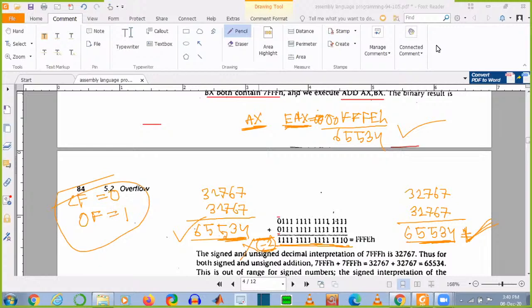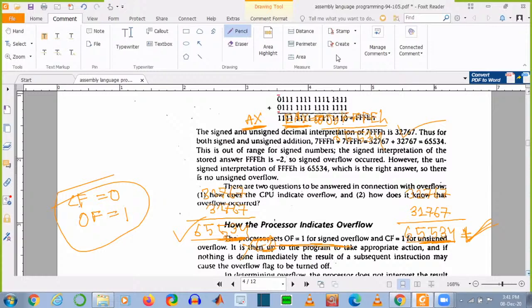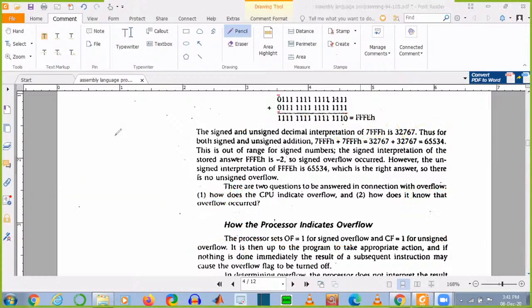So if you read their explanation, what they have written here, what is their explanation? Okay, the signed and unsigned decimal interpretation, signed, unsigned both. So this is a positive number. Positive number, signed, unsigned, always the same. Remember that. So the signed and unsigned decimal interpretation of 7FFF equals 32767. Thus, for both signed and unsigned addition, look, the number is always the same. 7FFF equals 32767, plus 32767 equals 65534.